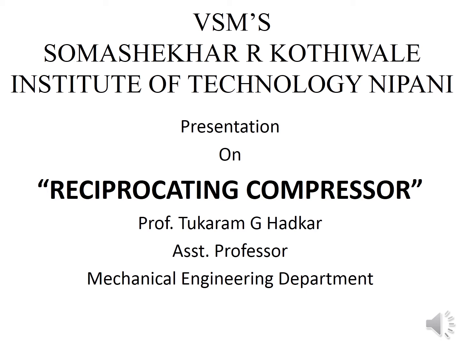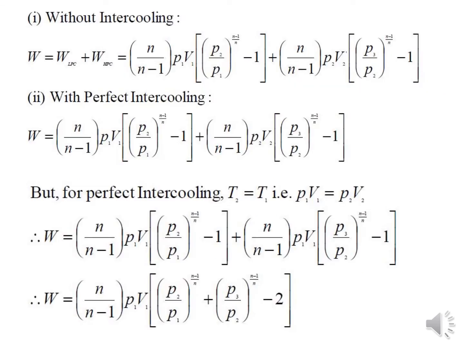Hi everyone. We will start with the last derivation we have left here. So this equation, whatever we have got, was the earlier equation from the third video. I had stopped here. That is, we got n divided by n minus 1, P1 V1, P2 by P1 raised to n minus 1 divided by n, plus P3 by P2 raised to n minus 1 divided by n, minus 2. Now we will continue with this.